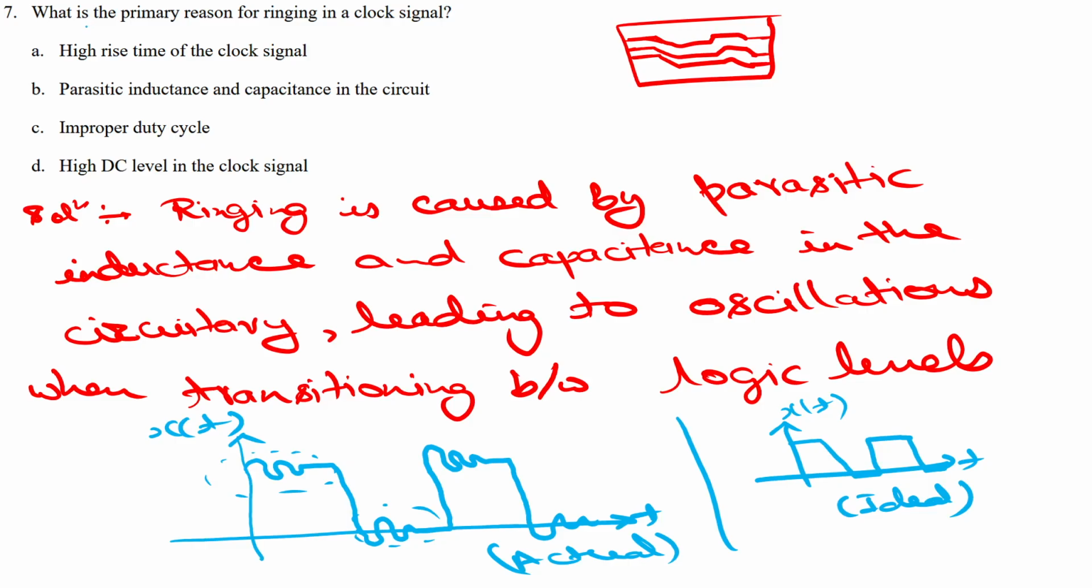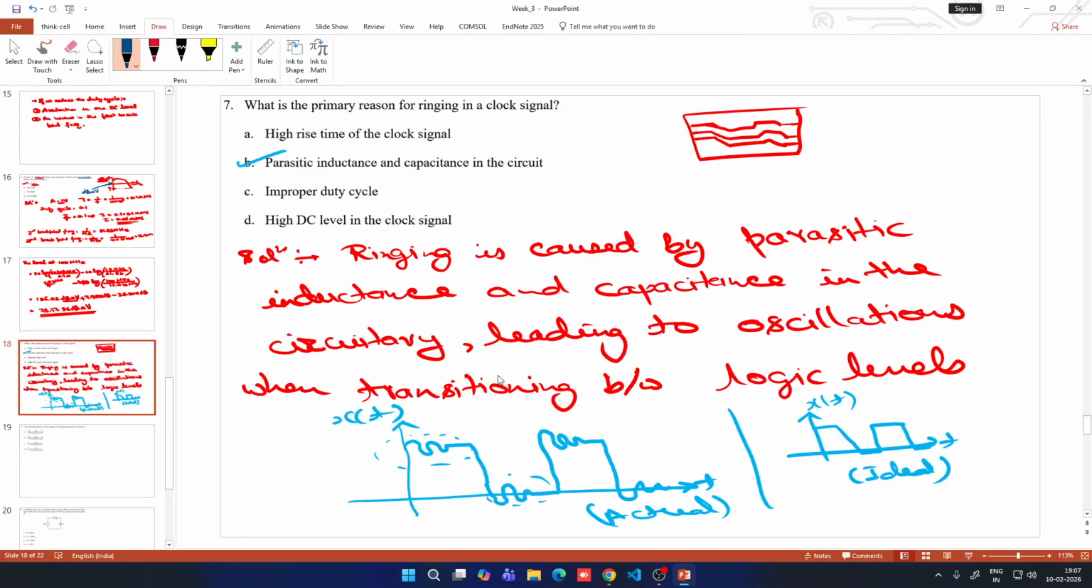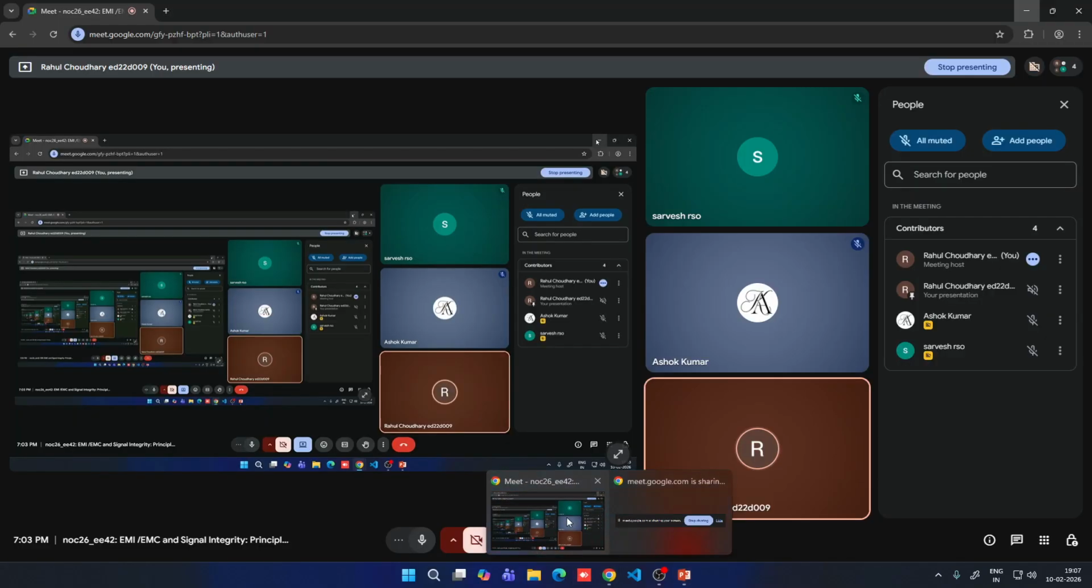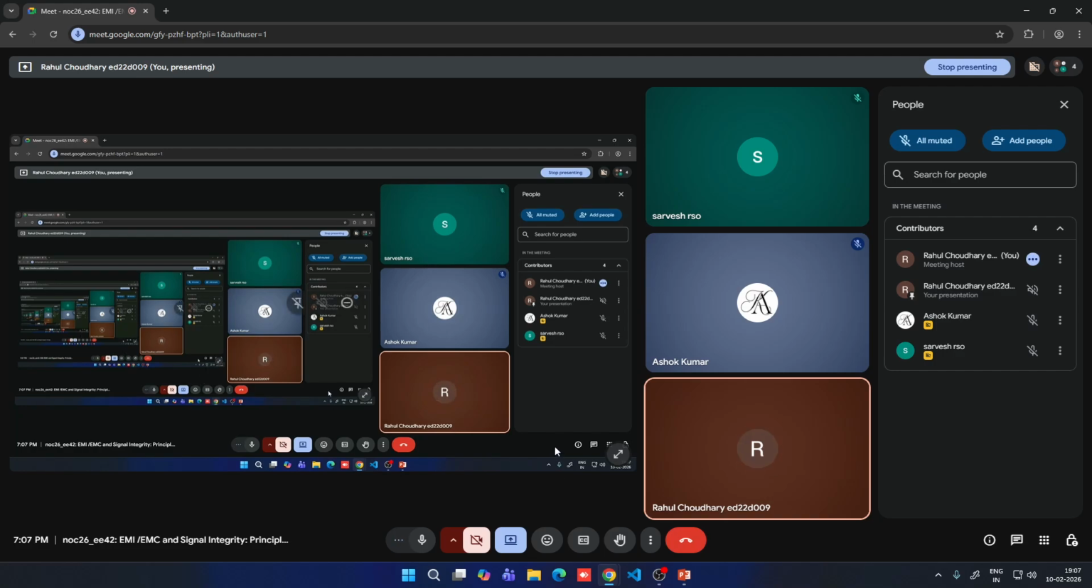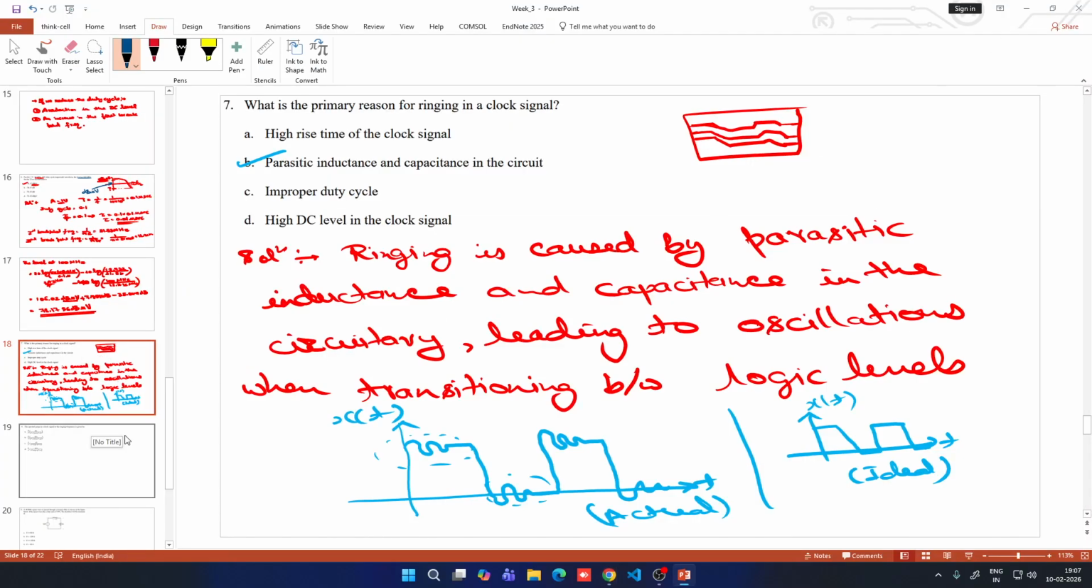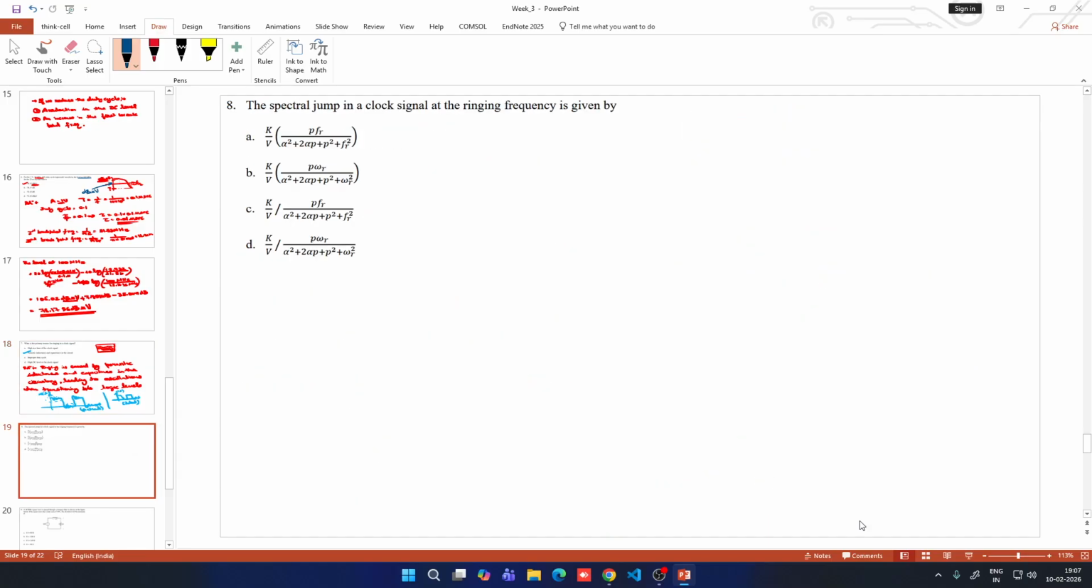Now the question is asking what is the primary reason for ringing in a clock signal. This ringing is caused by the parasitic inductance and capacitance in the circuitry. So the correct option is option B, parasitic inductance and capacitance in the circuit. I hope this is clear. If you have any doubt in question number 7, please let me know. If you don't have any doubts, we will move on to question number 8.